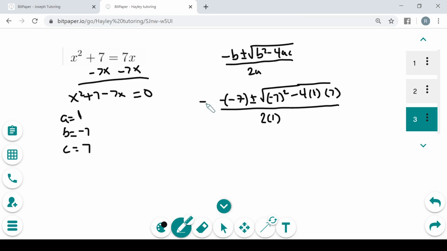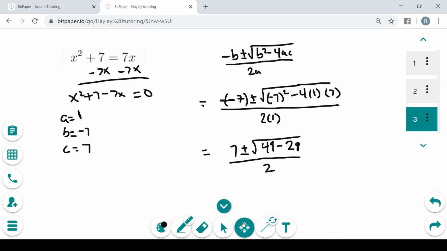Now we just simplify after we plug everything in. A negative of a negative 7 is going to give us a positive 7. So we have 7 plus or minus the square root of negative 7 squared, which is going to give us a positive number, 49. Then we have negative 4 times 1, which is negative 4, and then negative 4 times 7, which gives us minus 28. And the whole thing is going to be divided by 2.